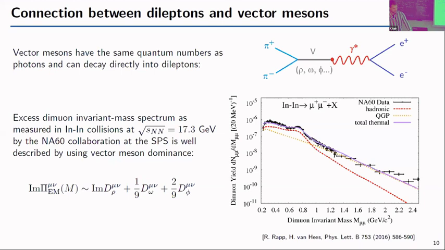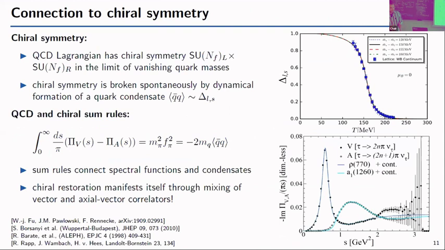There is, of course, also a close connection to chiral symmetry, which I want to point out here. So let me remind you that chiral symmetry is a symmetry of the QCD Lagrangian in the limit of vanishing quark masses, which is spontaneously broken by the dynamical formation of a quark condensate. And here you see results from lattice QCD and also functional methods, which show you that the quark condensate decreases with increasing temperature. So chiral symmetry is broken here in the vacuum and then is restored at higher temperatures.